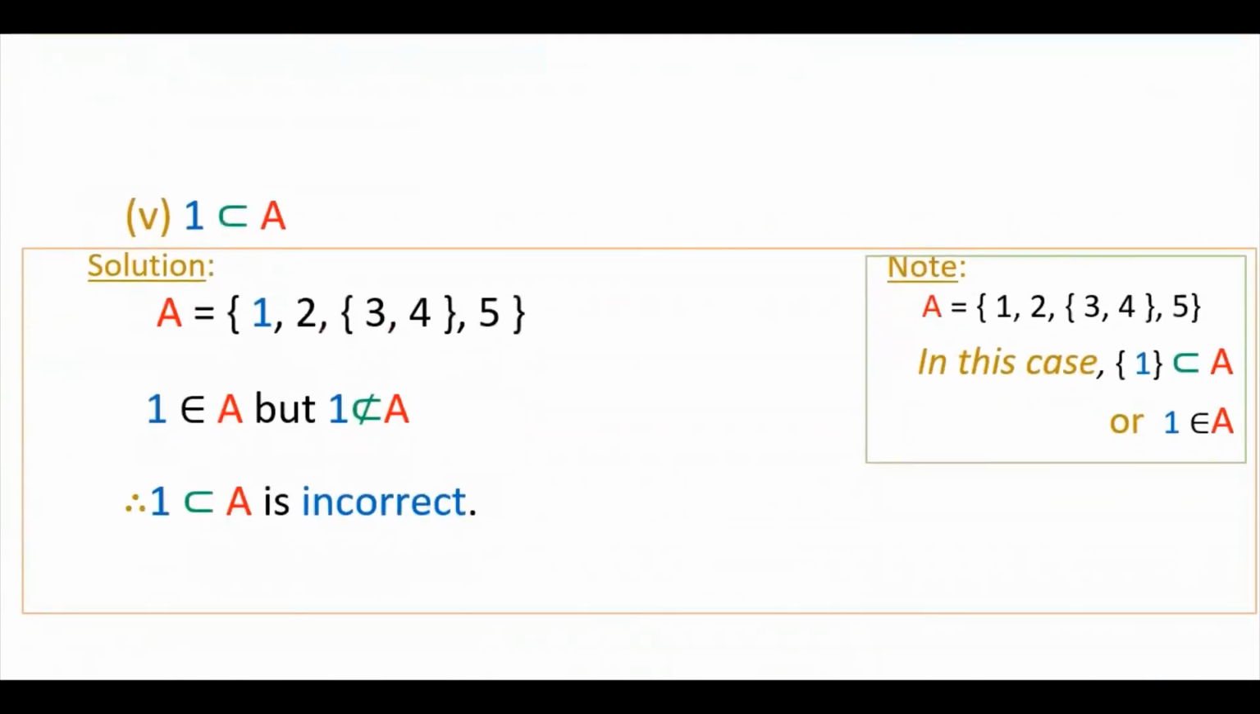And next one, 1 is a subset of A. Here 1 is an element of A, but it is not a subset of A. So it is an incorrect statement. You can check here: if you write 1 inside the braces, then it is a subset of A. Or you can write 1 belongs to A. So these two are correct statements. But the given statement is incorrect.